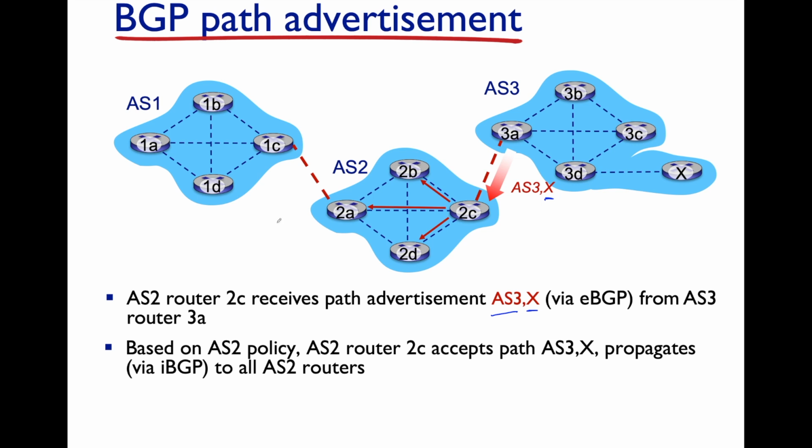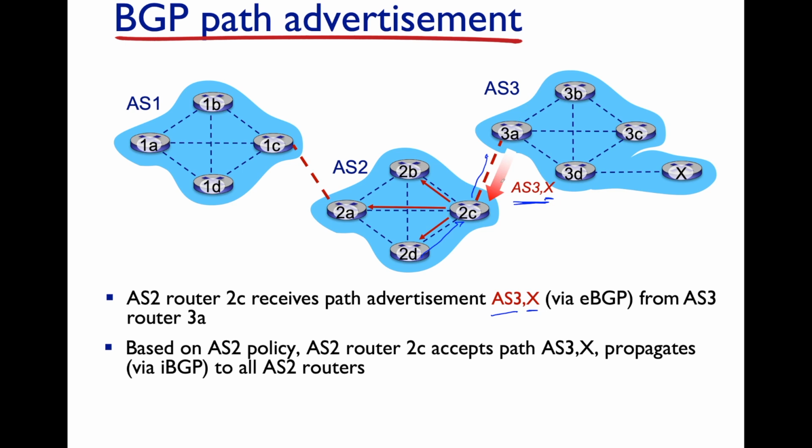So AS2 router 2C receives a path advertisement from AS3 router 3A. Now, based on the policy for AS2, it can either accept this path advertisement from 3A and AS3 and propagate it using iBGP to all of the routers in AS2. If it accepts this advertisement and propagates using iBGP, that means each one of these routers, 2A, 2B, and 2D, will know if I want to send to subnet address X, I'm going to go through router 2C, which is going to go across this link to 3A.